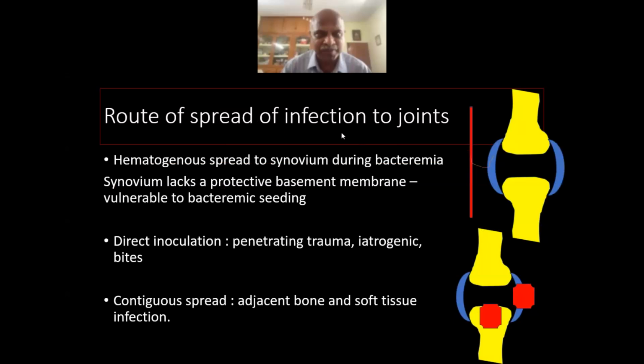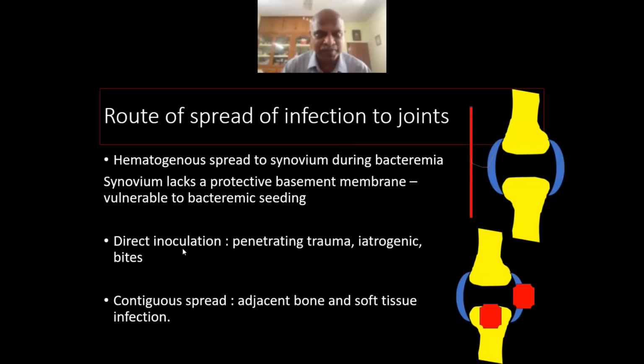So let's understand the route of spread, how the infection gets into the joint. The commonest route of spread is hematogenous spread to the synovium during a process of occult bacteremia. The synovium lacks a protective basement membrane, and that's why it is so vulnerable to bacteremic seeding. This also makes us understand why pre-existing joint diseases, where there is a little hypervascularity of the synovium, predispose an individual to development of septic arthritis.